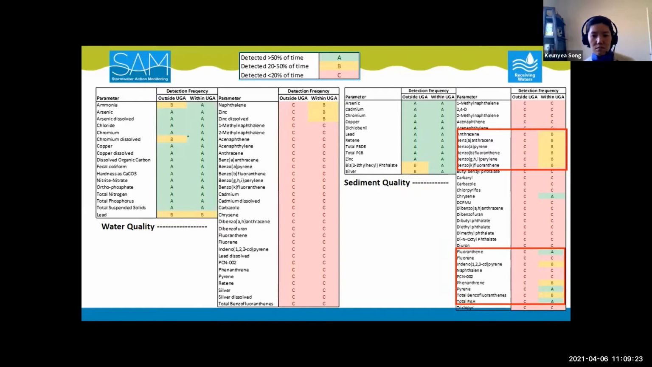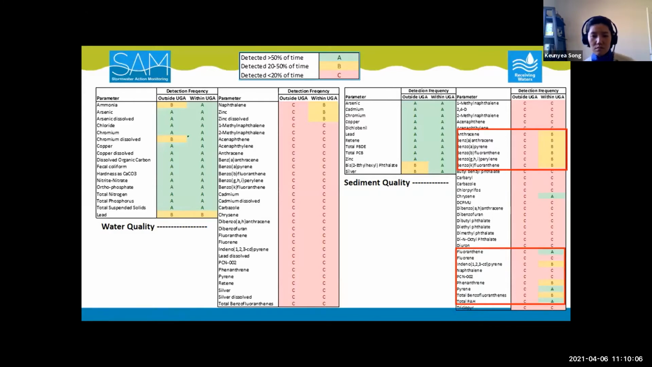For sediment chemistry, which is shown on the right side of this table, many of the individual PAHs, PCBs, and phthalates were still rarely detected. However, in some cases, detection frequencies at the sites, and sediment metals, phthalates, and common herbicides were well detected both within the UGA and outside the UGA. And those samples also showed differences between within and outside of UGA samples.